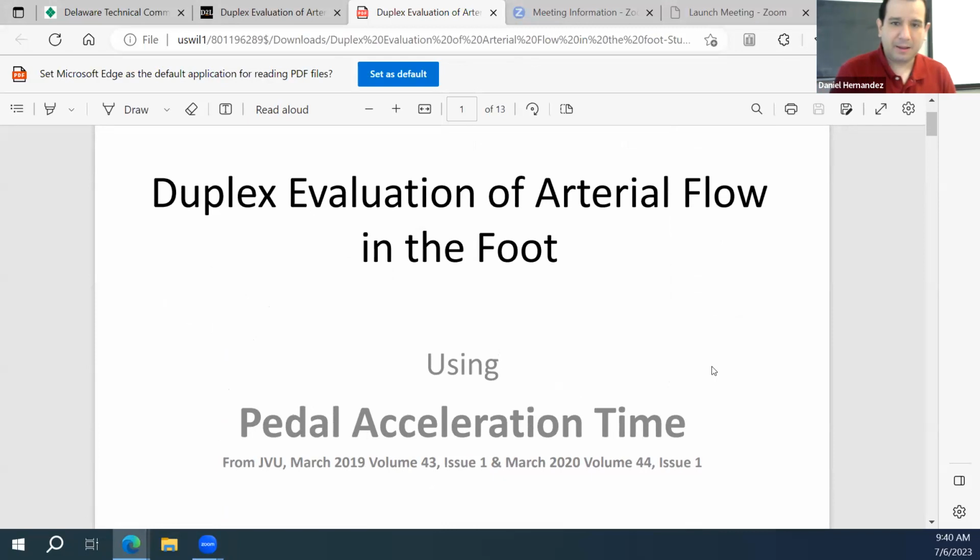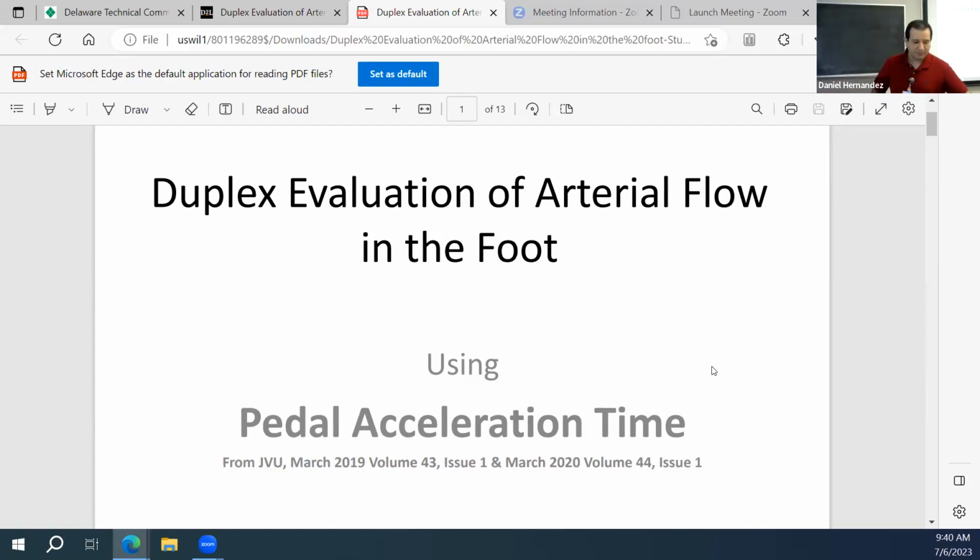And the main premise of this, we're focusing on a term called acceleration time. Specifically pedal acceleration time. So pedal referring to the foot. We're going to be assessing the speed at which the blood flow is accelerating, because this will help to determine whether or not there is the presence of a stenosis or a blockage. So we had that term, tardus parvus waveforms. So this kind of ties into that.